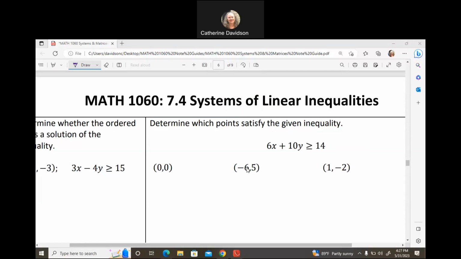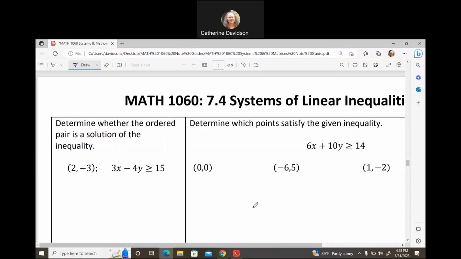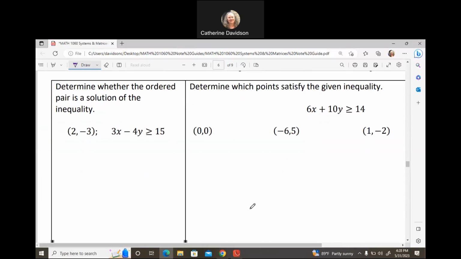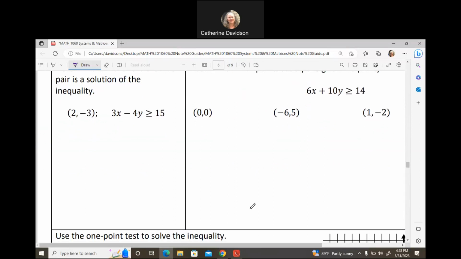This is section 7.4, Systems of Linear Inequalities. With an inequality, you can have infinitely many solutions. So we're going to look at this. Determine if the ordered pair is a solution. You just plug it in like you do with a regular linear function.